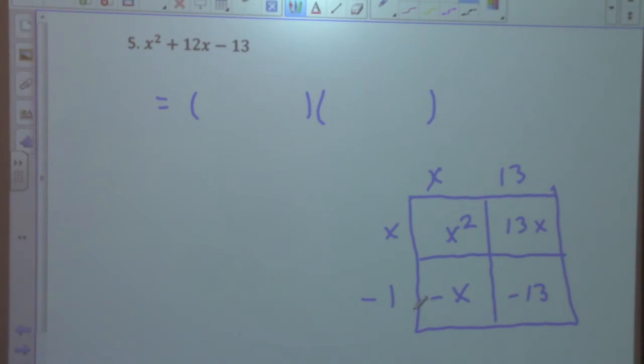Well, let's try this out. If you take 13 times x, it is 13x, and 13 times negative 1 is negative 13. x times negative 1 is negative x, and so you combine these together, what do you end up with? 12x, right? So out of this we have x squared plus 12x minus 13. So therefore, this is our fully factored form, right?